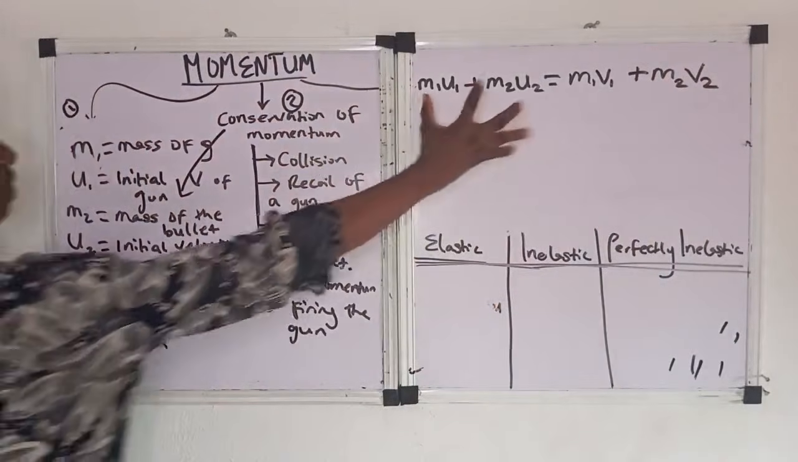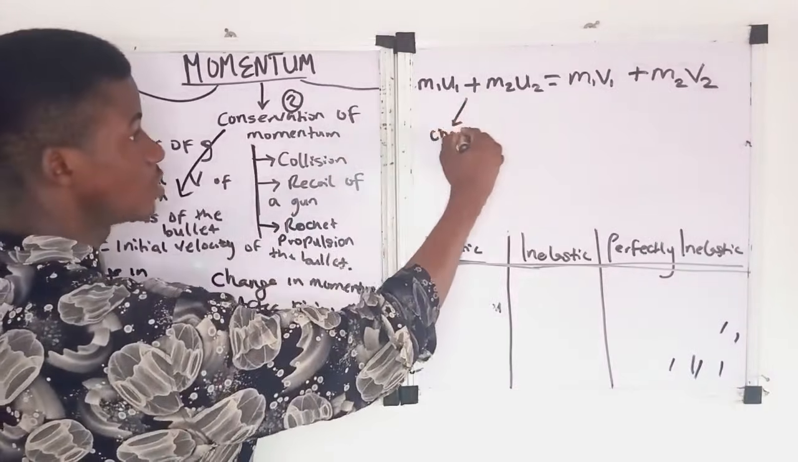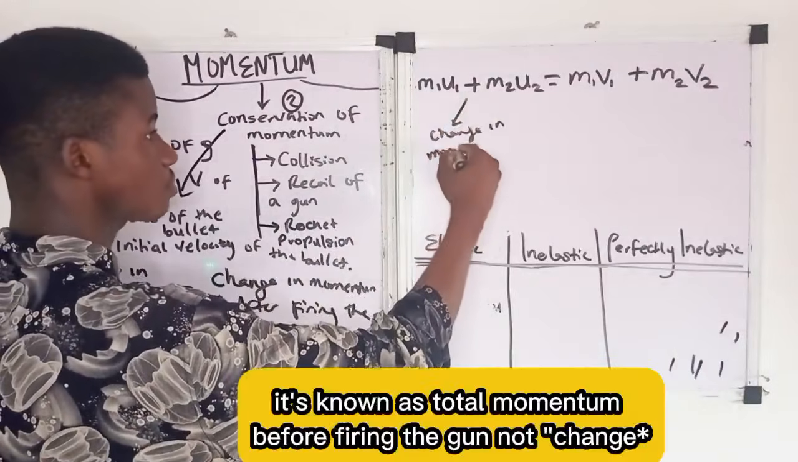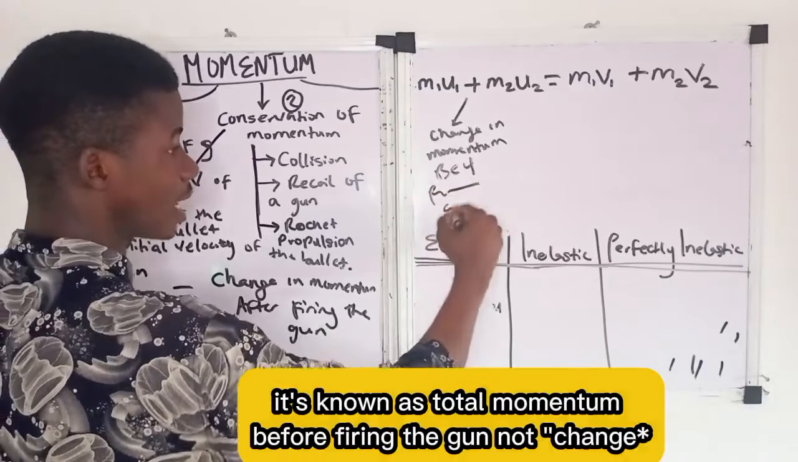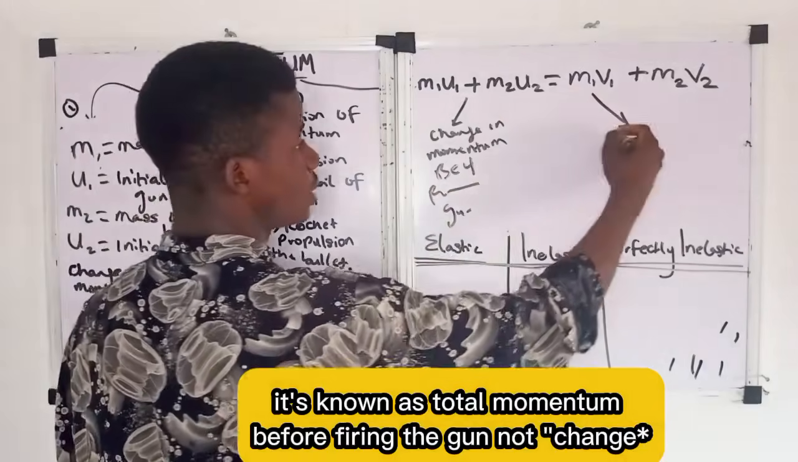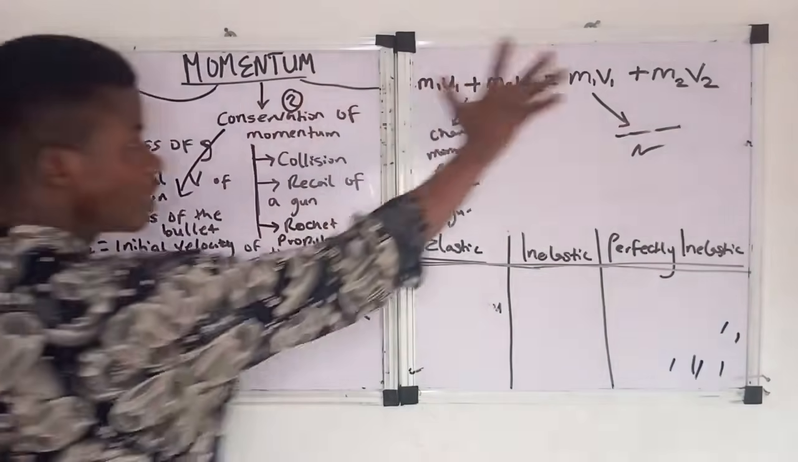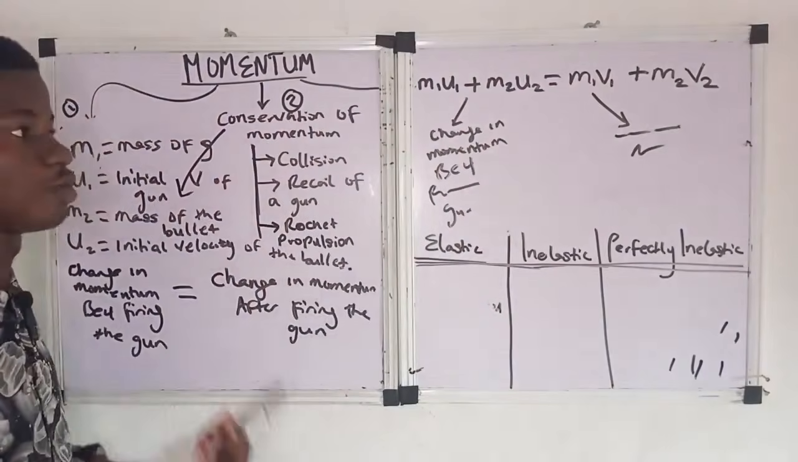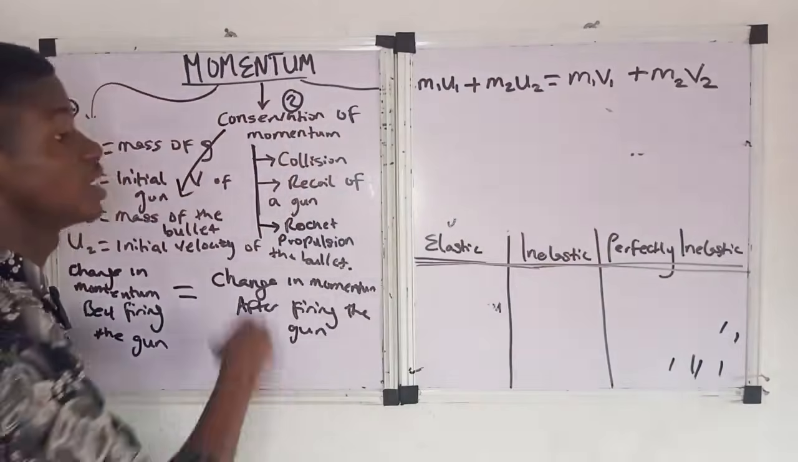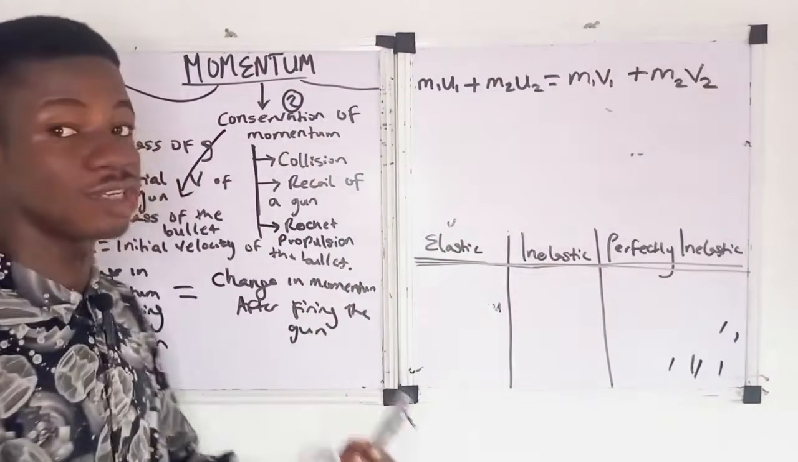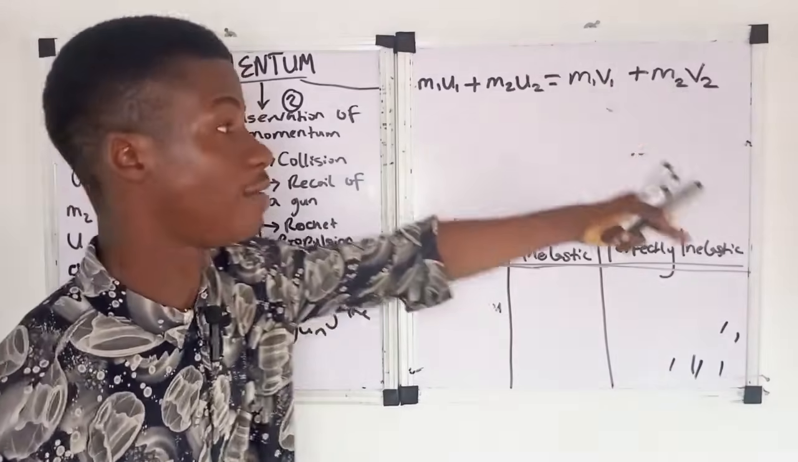So this part here is known as the change in momentum before we fire the gun, right? Before firing the gun. And this one is known as the change in momentum after firing the gun, right? Now, this applies the law of conservation of momentum. We state that change in momentum before collision equals change in momentum after collision. Since we are using the recoil of a gun, change in momentum before firing a gun will equal change in momentum after firing the gun, right?